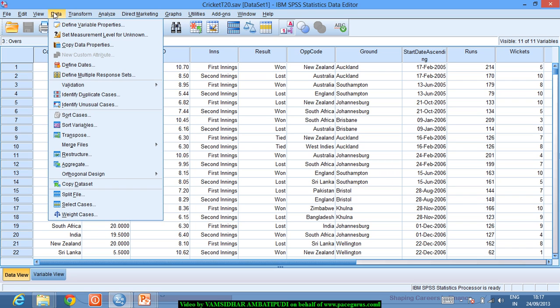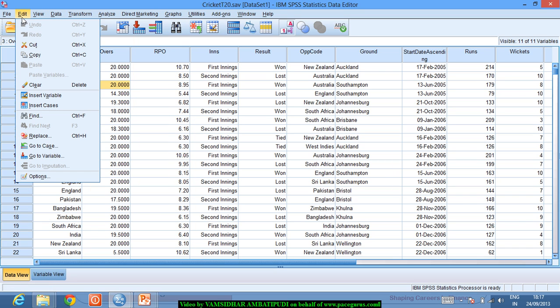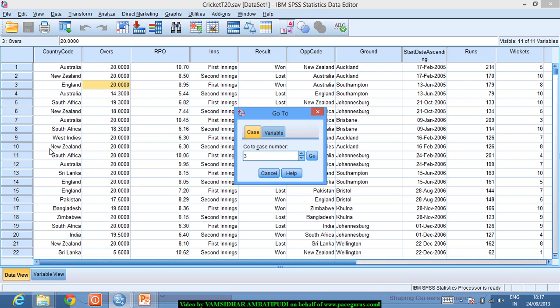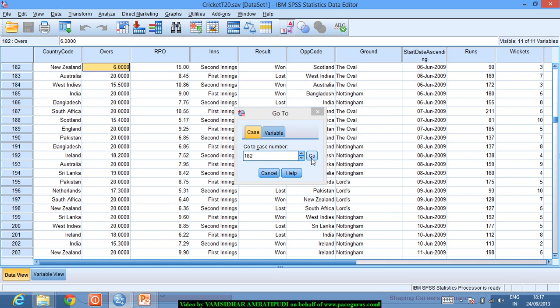I can go into edit. I say go to case. I'll ask for go to case, and in this go to case I'll specify 182. So it goes to case number 182, and what I could see is the runs per hour is 15, which is way above probably compared to the other elements in the lot.